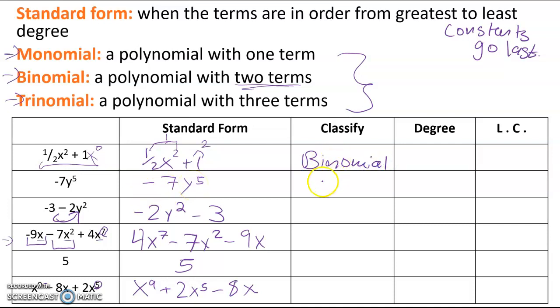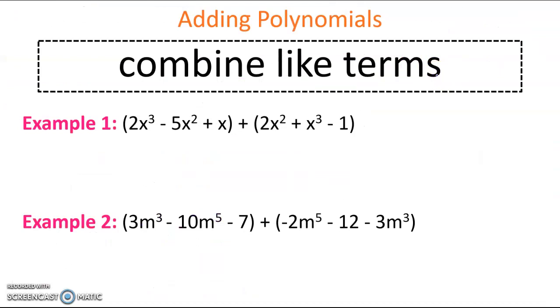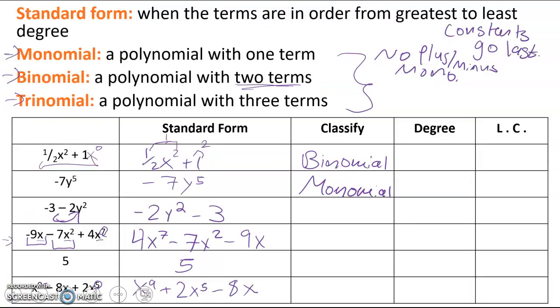-7 times y to the 5th, well, there's no plus or minus signs in there, so that's literally just a monomial, all right? If there are no plus/minus signs, I'm just going to write it's a monomial, all right? Going back here, -2y squared minus 3, I got the -2y squared, that counts as 1. And then the 3, that counts as 2, so that's a binomial there.